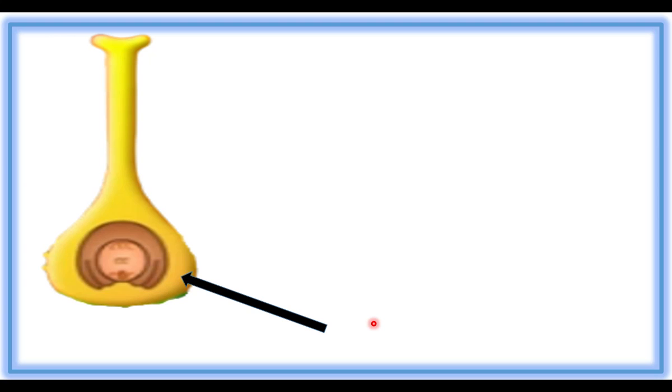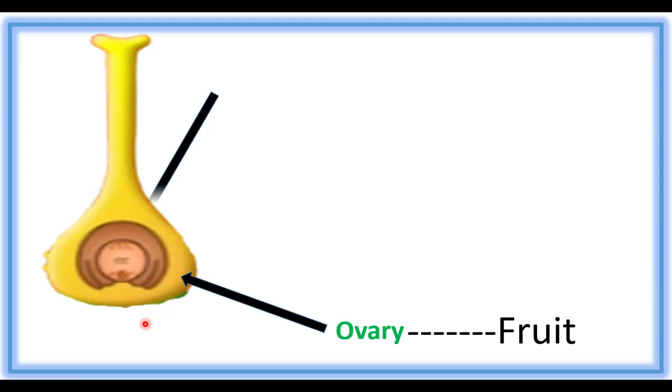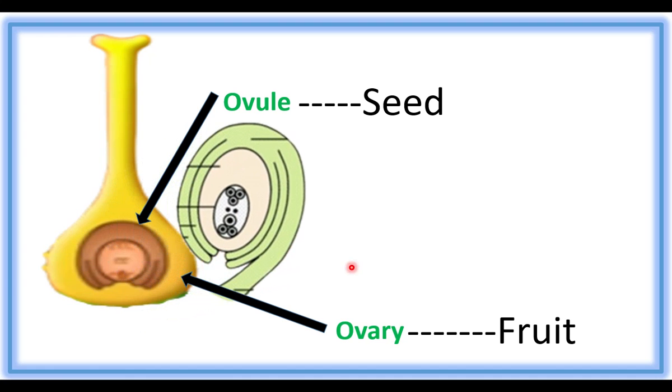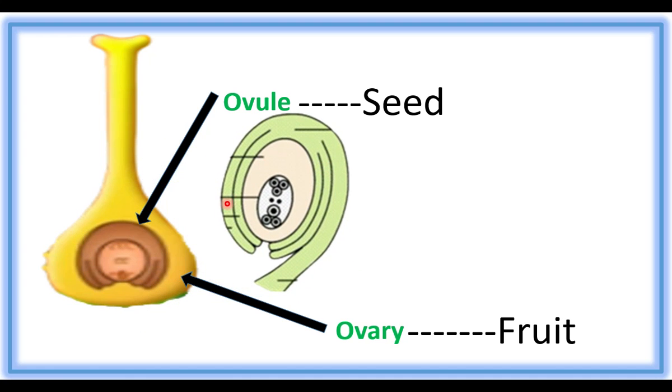After fertilization, the wall of the ovary develops into fruit and the ovule develops into seed. Ovule has integuments. Integuments are the walls of the ovule. The ovule has two integuments. The integuments develop into the seed coat.